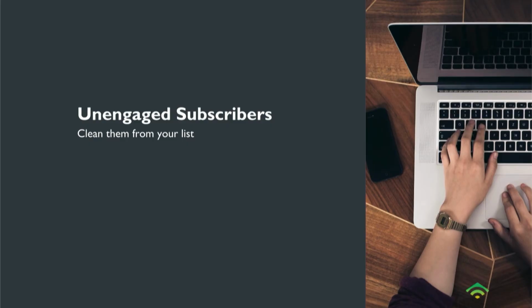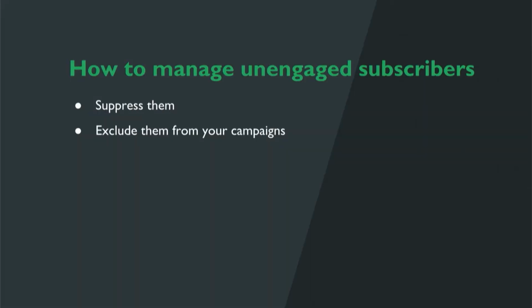The next group we're going to look at is unengaged subscribers. So these are customers that you don't actually want to email. And it's important to keep an eye on them so that you can either suppress them or exclude them from your campaign sends. And I can talk a little bit about the difference between these two options.